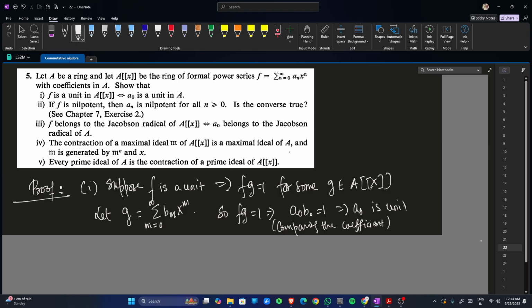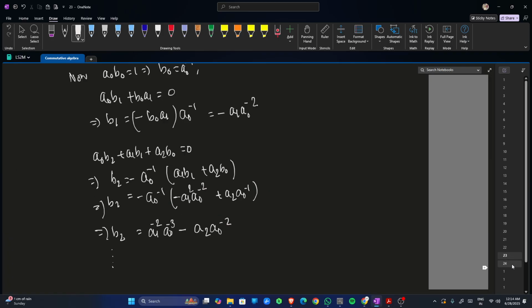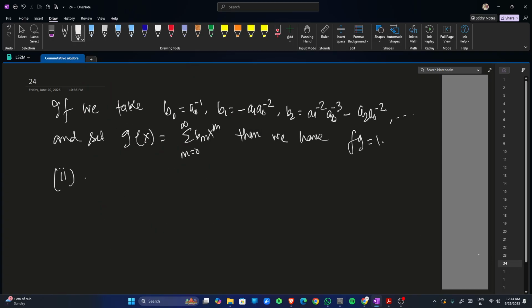If f is nilpotent, then all the coefficients are nilpotent. The same technique: reduce it modulo p. So you need to prove that again. I mean, if A is an integral domain, then the power series ring is an integral domain, and then the same proof. Okay, I need to prove it again. Fact.